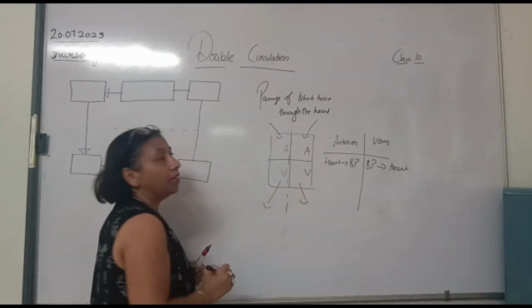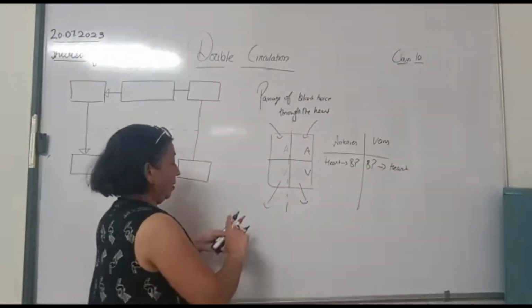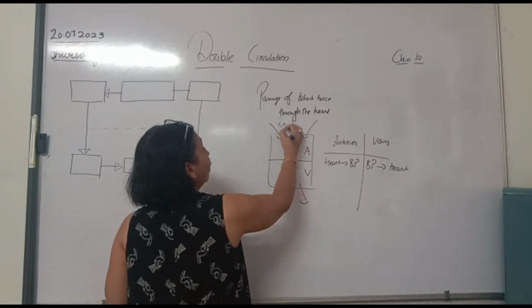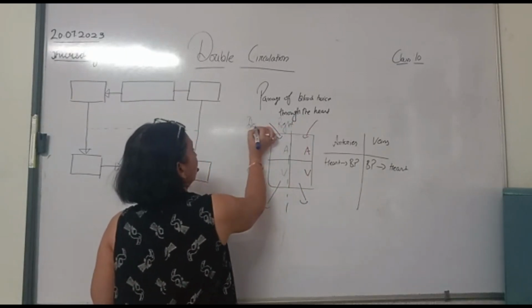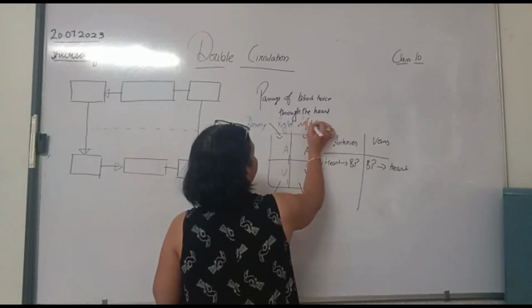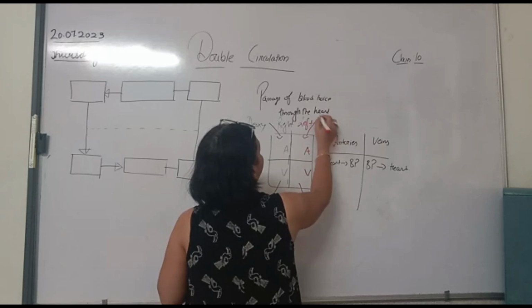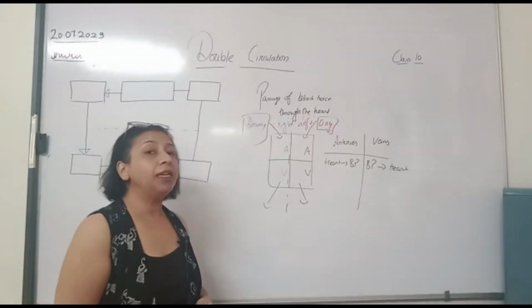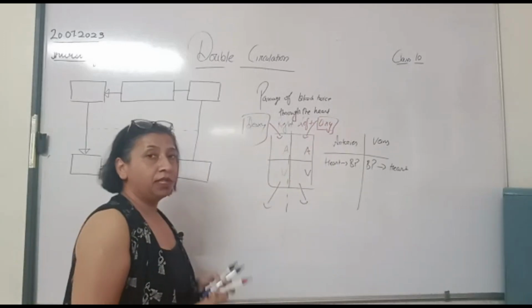So now with these concepts very clear, we should know one more thing, that is, the heart of a human is divided into two parts. The right side receives the deoxygenated blood while the left side receives the oxygenated blood. These three things have to be kept in mind while studying double circulation.